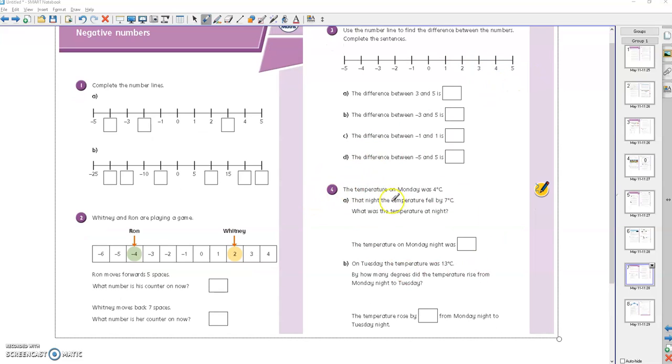Number 4, they start trying to apply your knowledge to word problems. So the temperature on Monday was 4 degrees. That night the temperature fell by 7 degrees. What is the temperature at night? So you've got to take away 7 from there.